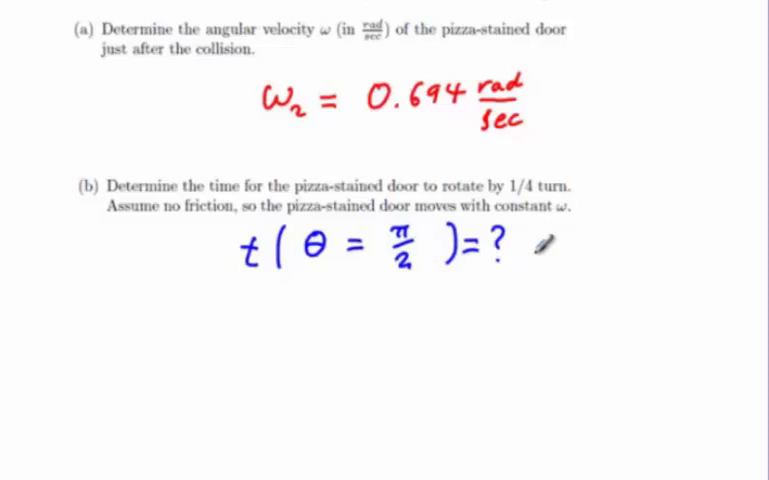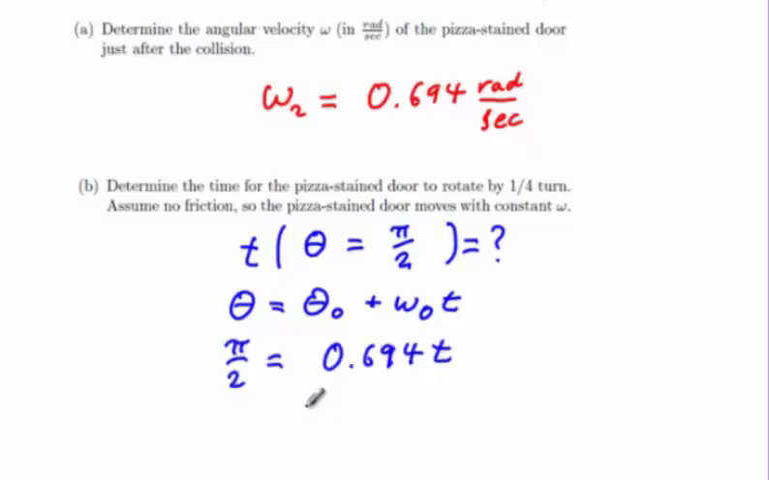We're told that the pizza-stained door moves with a constant omega. That means that the alpha of the pizza-stained door is 0, leading us to the simple form that theta is theta 0 plus omega 0 t. Using the initial location as 0, we plug in what we need. The only unknown is time, which yields the result 2.26 seconds.